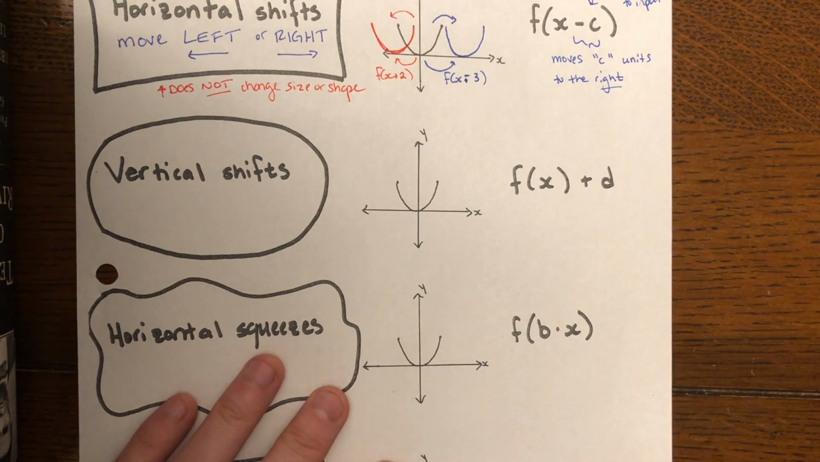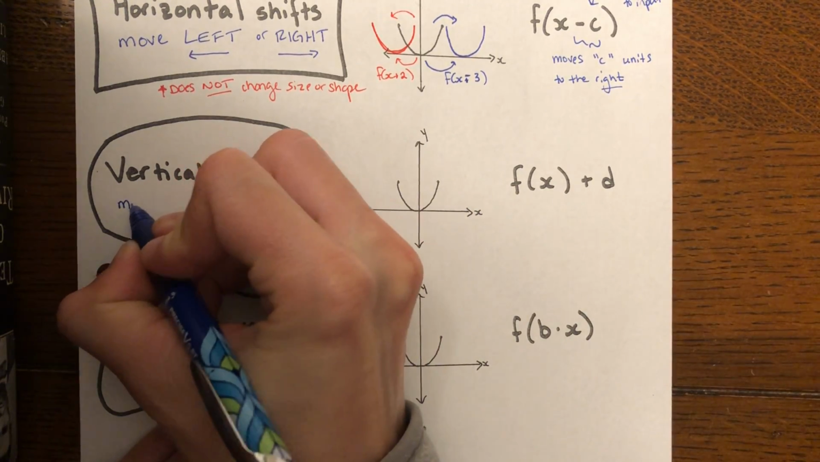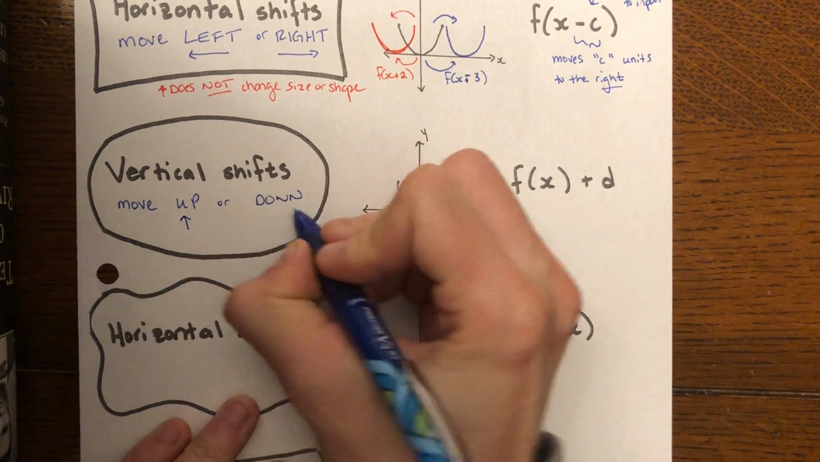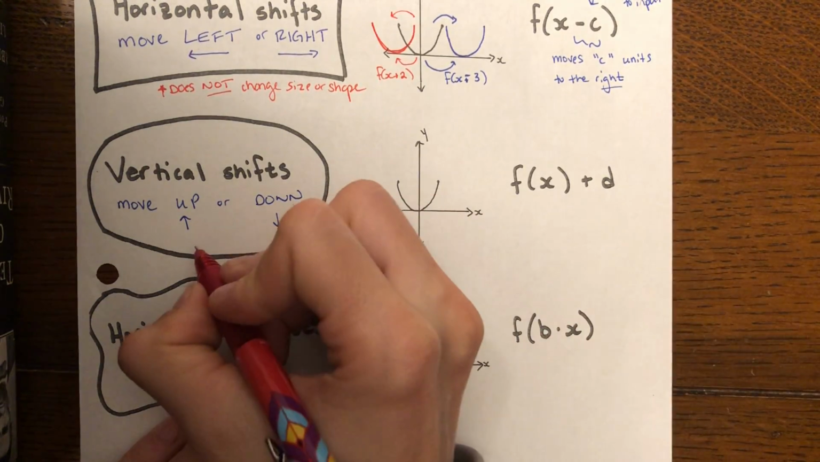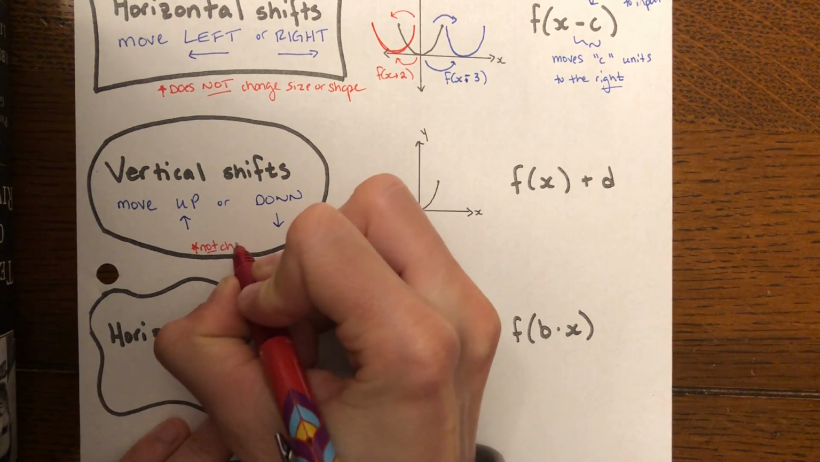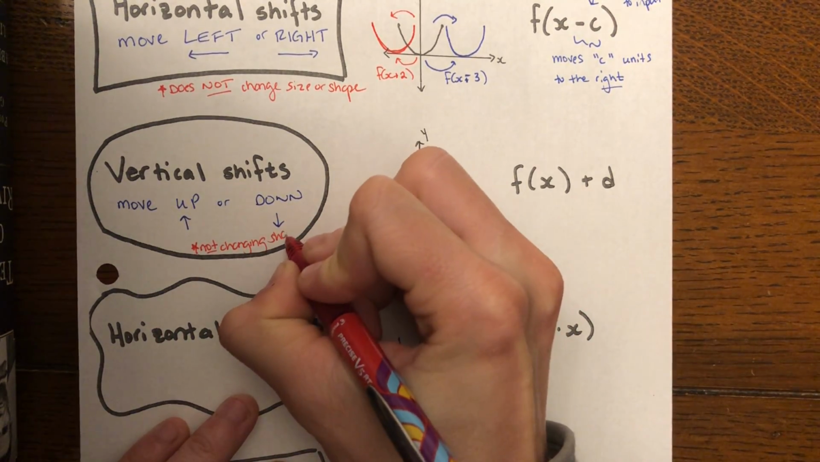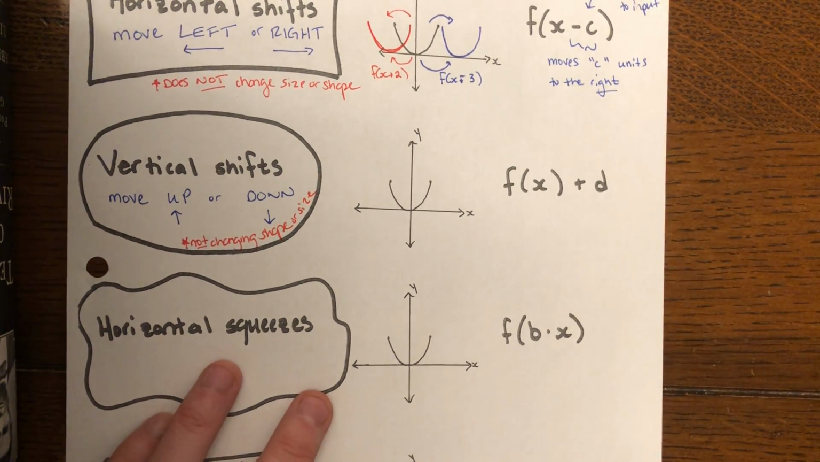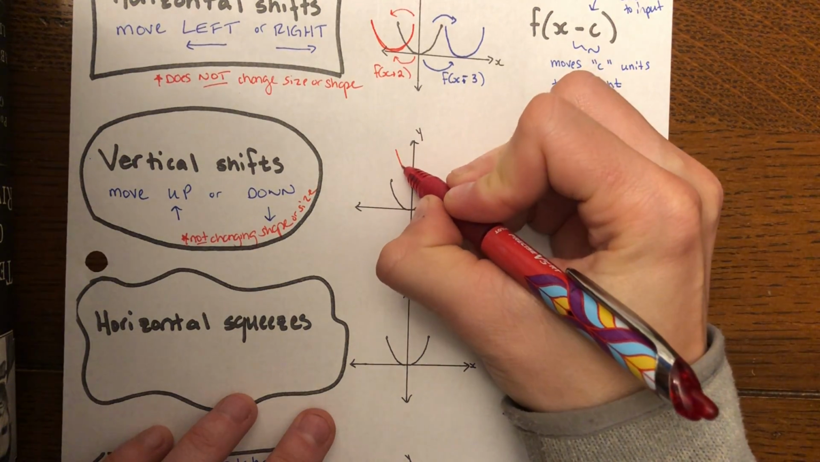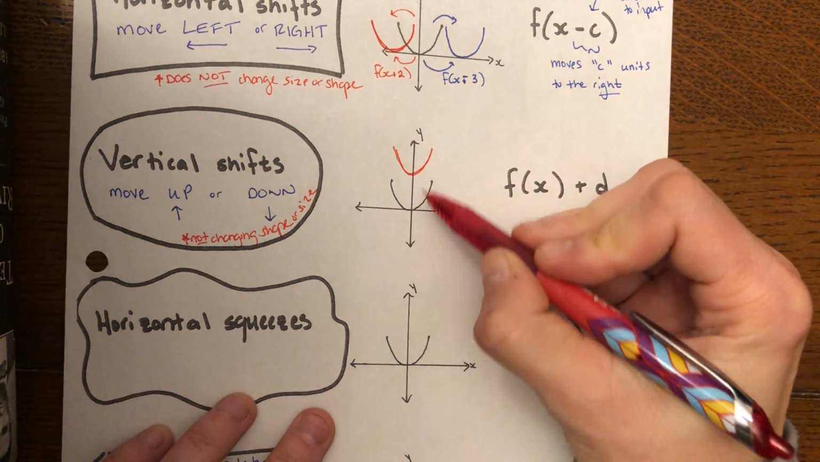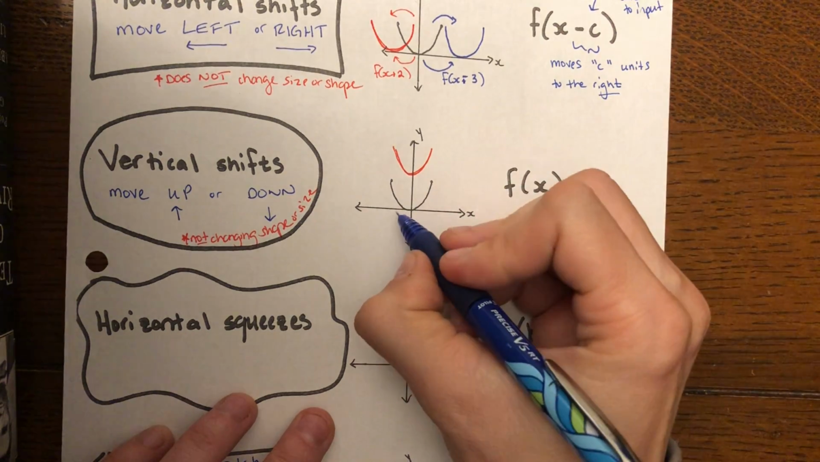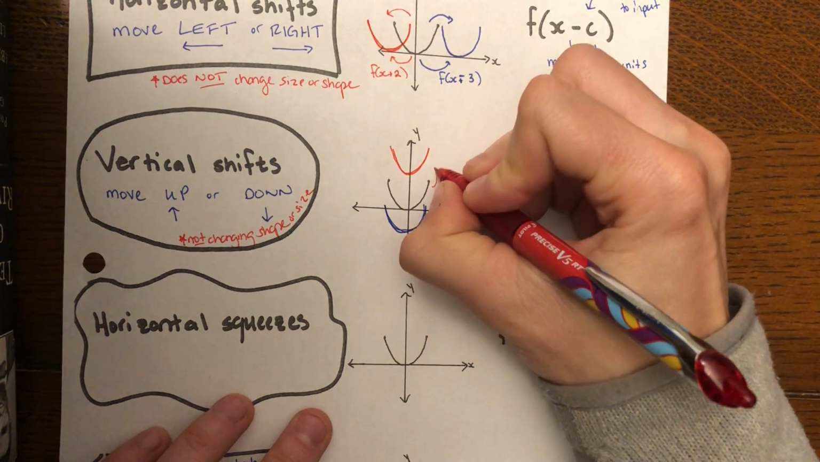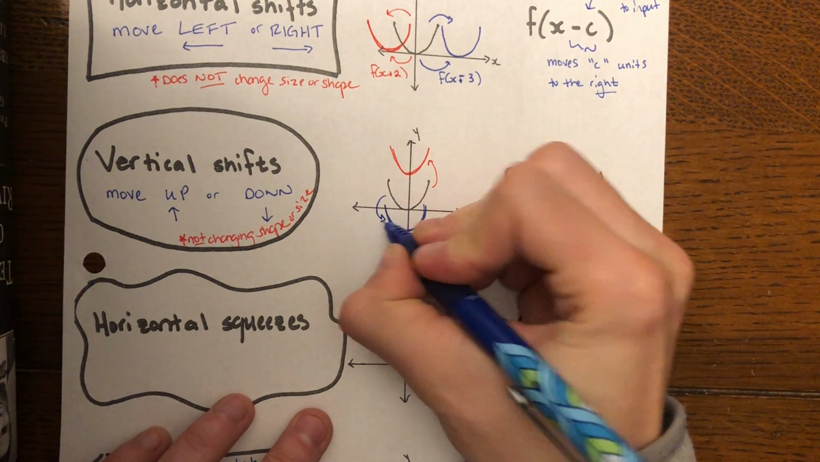All right, vertical shifts. Vertical shifts, instead of left or right, move up or down. And again, we are not changing the shape or size, the same size and shape. So an example of this, we could have something go up, same size, same shape, just shifted upwards. Or we could also have something come down like that. So we have an up and we have a down.